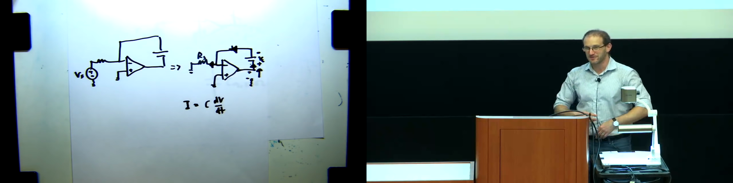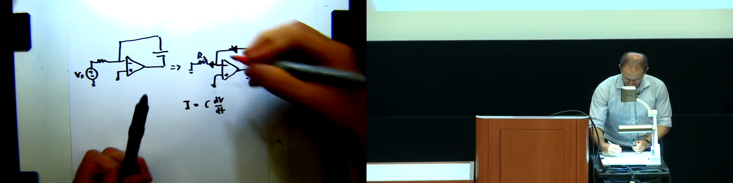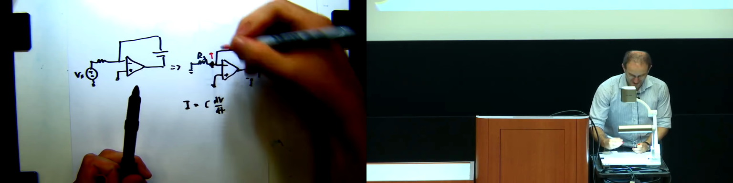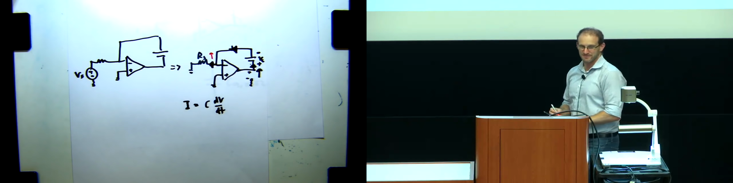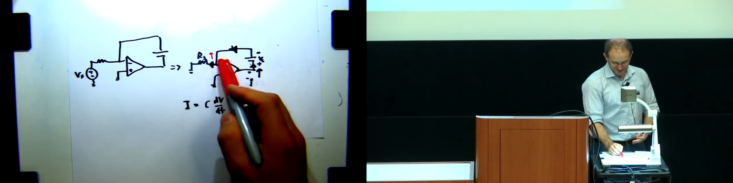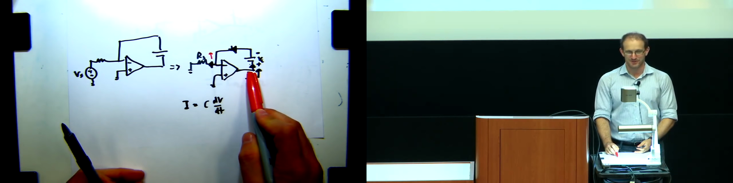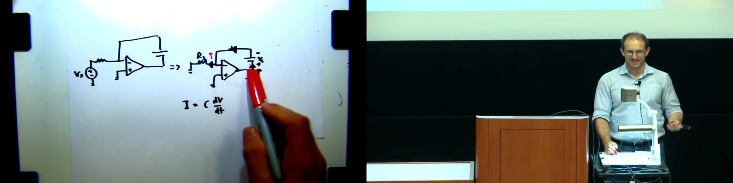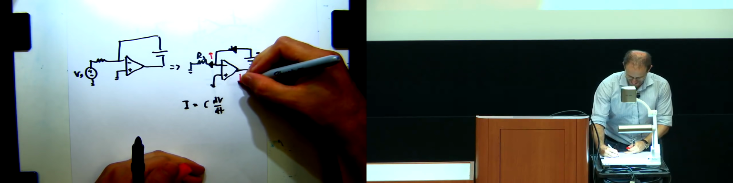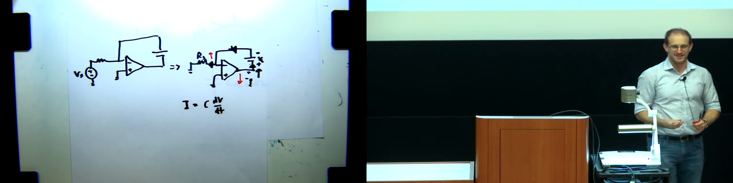If I have some positive current flowing into the resistor like this, that says V minus is also increasing. If V minus is increasing, what would happen at the output of the op amp? Which direction would it go, up or down? I see a whole bunch of people making the hand motion. Exactly, it goes down. So indeed, this whole thing is still in negative feedback.